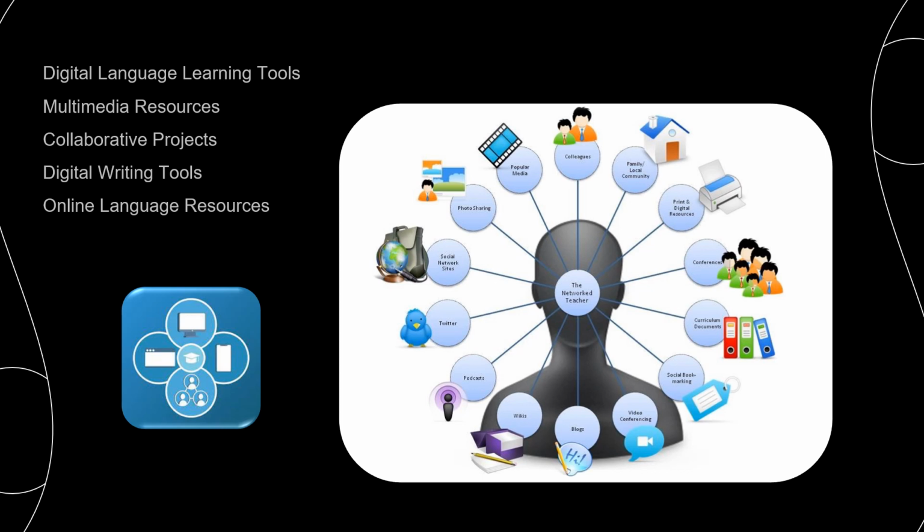Collaborative projects. For example, assign a group project where students create a digital poster or presentation on a topic of interest. They can collaborate using digital tools, share their ideas, and present their work to the class. Digital writing tools. For instance, use a kid-friendly word processing application or online writing tool where students can practice writing short stories, letters, or descriptive paragraphs. They can revise their work, receive feedback from peers or teachers, and make improvements using the digital platform.